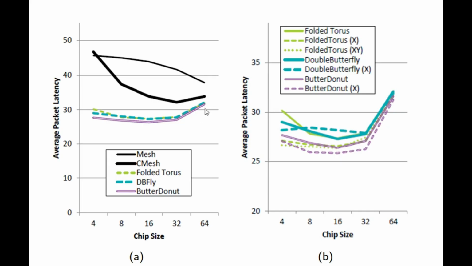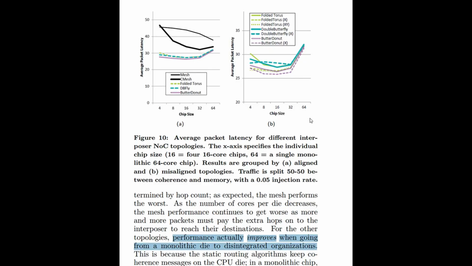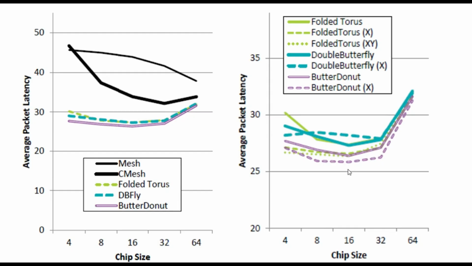But on all other topologies, the average packet latency actually increased between a chip size of 32 and a chip size of 64. In the left chart, all of these topologies were normally aligned. In the right chart, we have the misaligned versions, and we can see even lower latencies, however a quite dramatic increase in latency between a chip size of 32 and 64. So performance actually improves, moving from a monolithic 64-core design to a 32-core design, and continues to improve down to a design with 4 16-core chips.